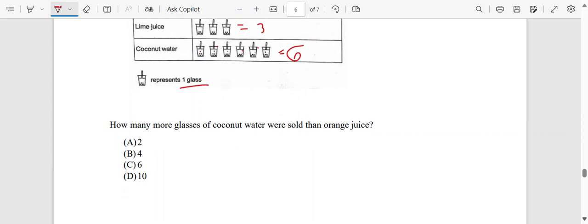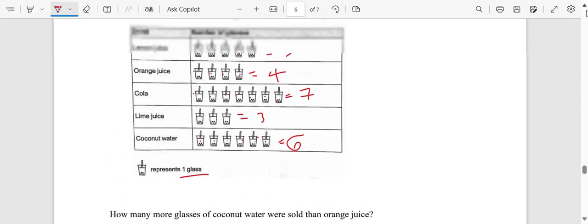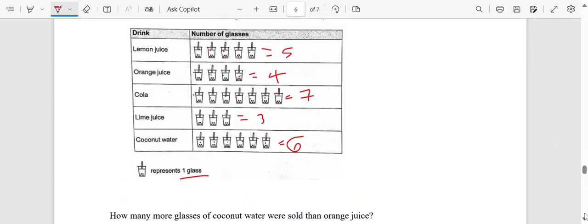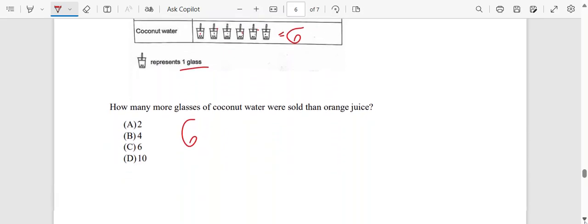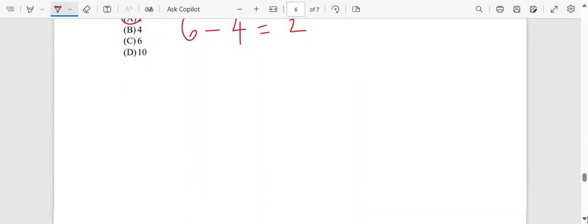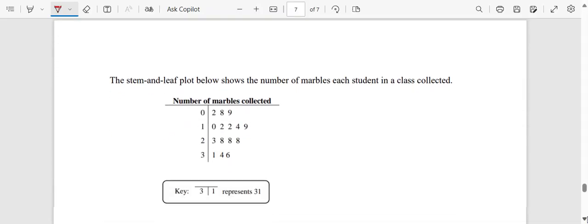They said that each symbol is actually one glass. So how many more glasses of coconut water were sold than orange juice? It's a subtraction question. So coconut water is 6 and orange juice is 4. All we need to do is subtract, taking 4 away from 6. So we are left with 2. Let's continue. We looked at this one.